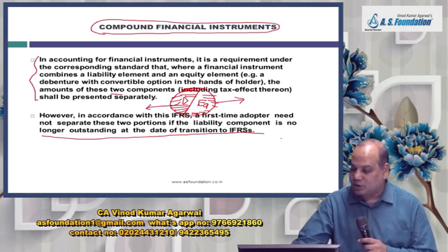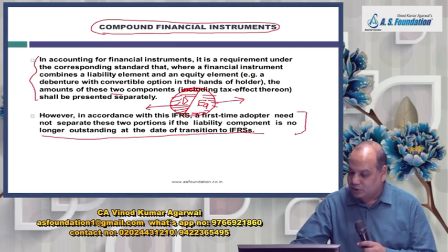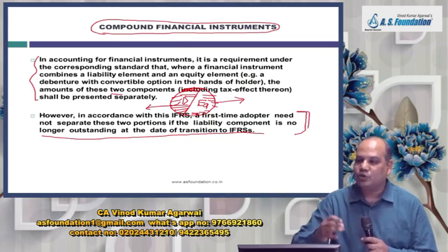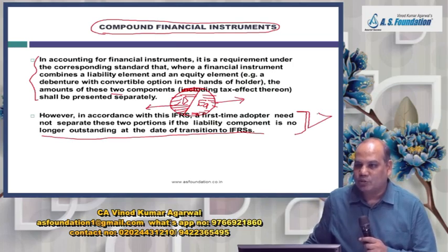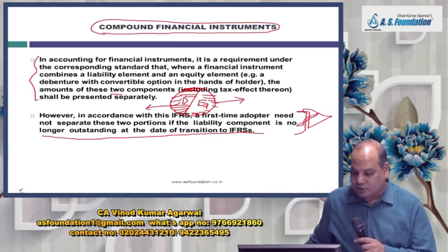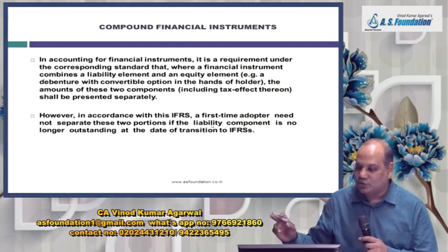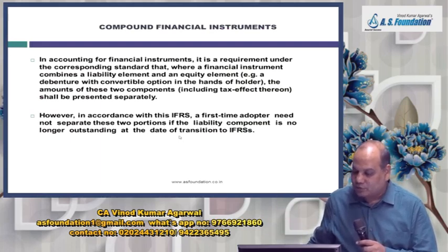However, it also means that if the liability is outstanding, then the liability portion will be separated and equity portion will be separated. Now this will come under reclassification on the date of transition. Before date of transition it was appearing as one instrument. After date of transition it will appear as two instruments if the liability component is outstanding.